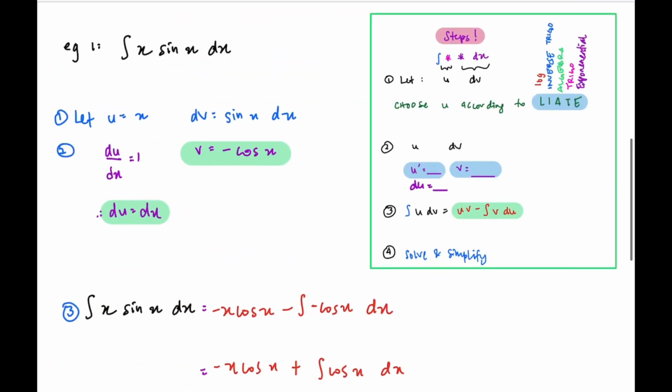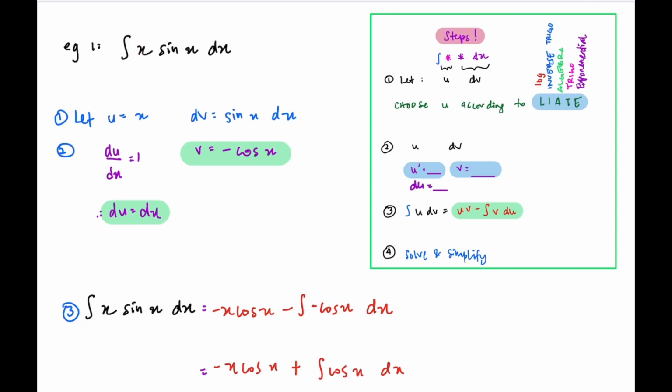Now let us see the first example of IBP. This is the question. You have the integral of x sine x dx. So you know that you need to use IBP because this is two functions multiplied to each other. Now let's see the first step. We need to decide which one is u, which one is dv. And this is according to LIATE.